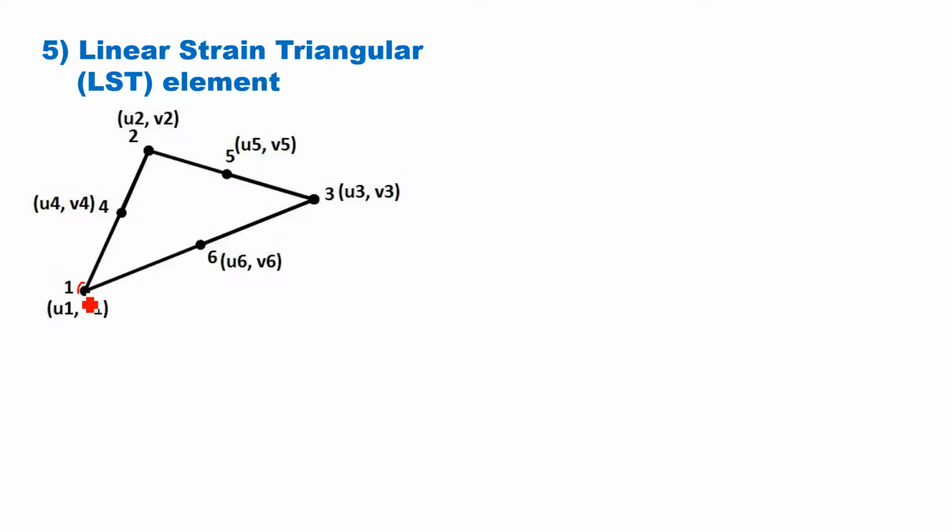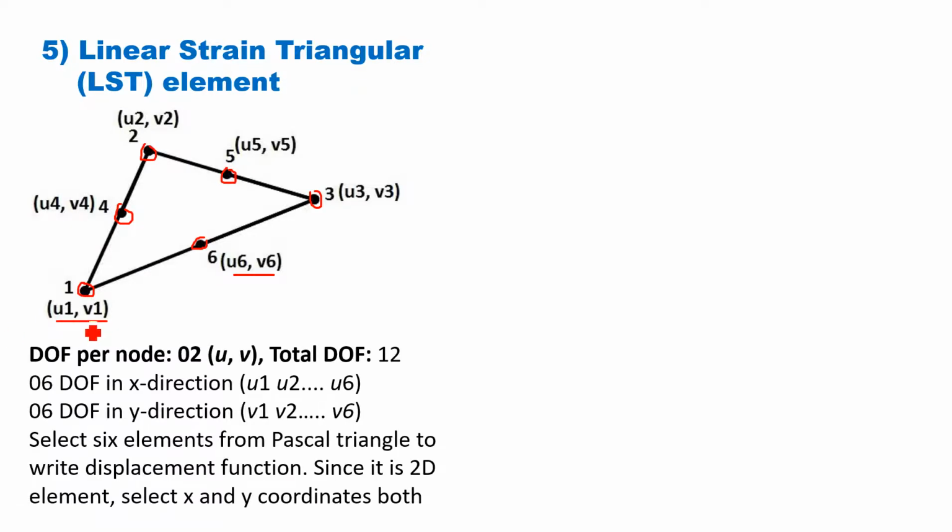So look here, this is 1, 2, 3 at the corners and 4, 5, 6 at the middle of these 3 edges. So the total degrees of freedom now will be u1, v1 to u6, v6, right? At each node there are 2 unknowns. Total degrees of freedom will be 12 because there are 6 nodes. Out of these 12, 6 displacements are in the x direction and 6 degrees of freedom in the y direction.